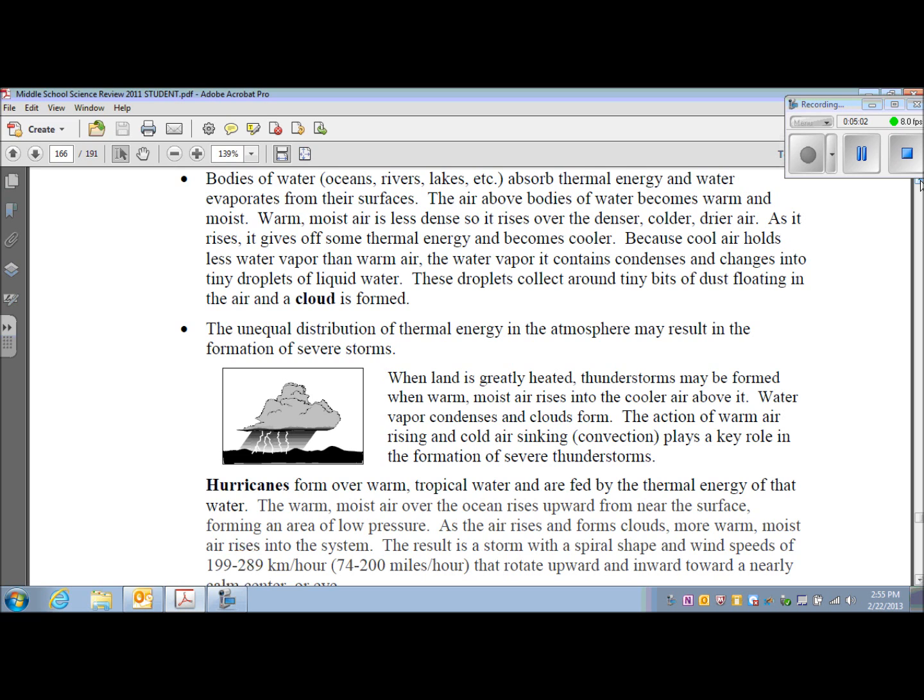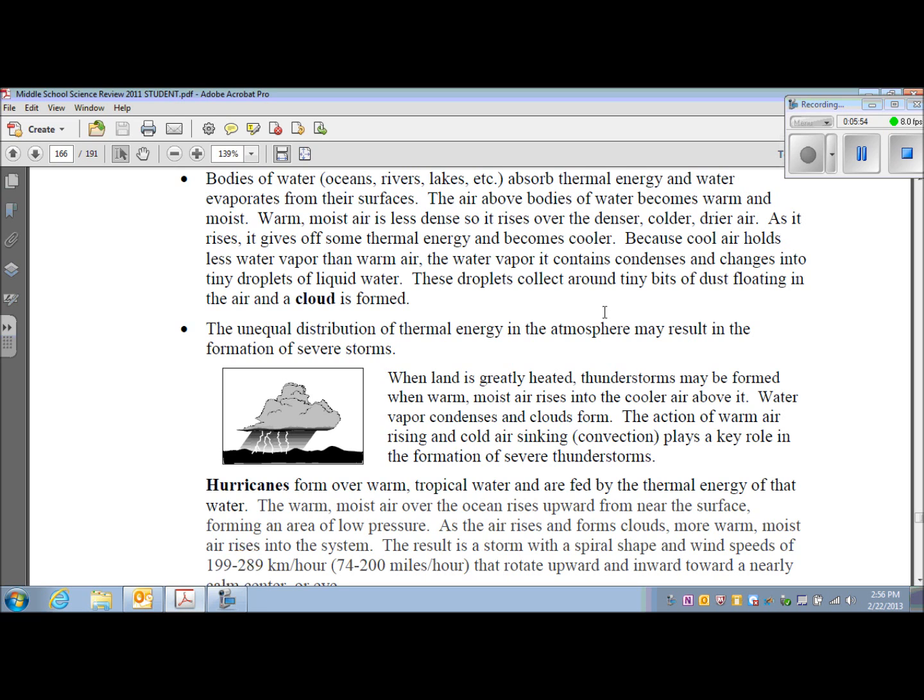Because cool air holds less water vapor than warm air, the water vapor it contains condenses and changes into tiny droplets of liquid water. These droplets collect around tiny bits of dust floating in the air, and a cloud is formed. The unequal distribution of thermal energy in the atmosphere may result in the formation of severe storms.